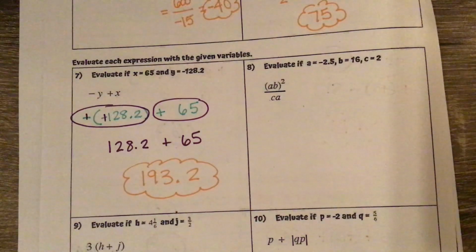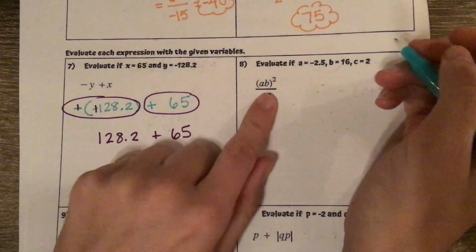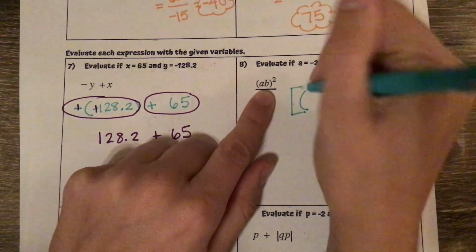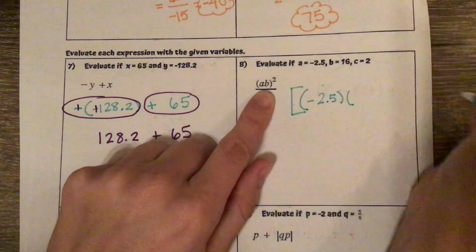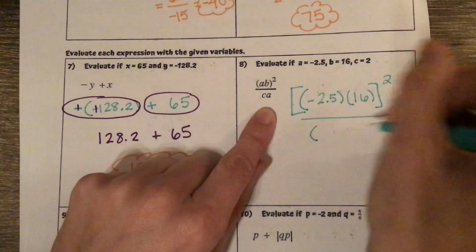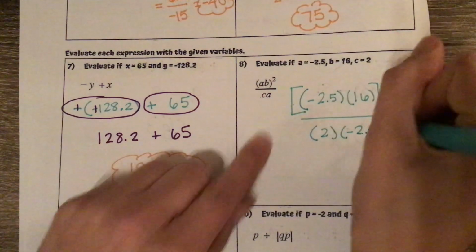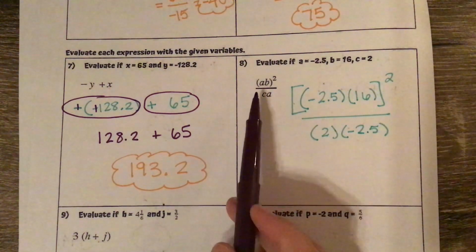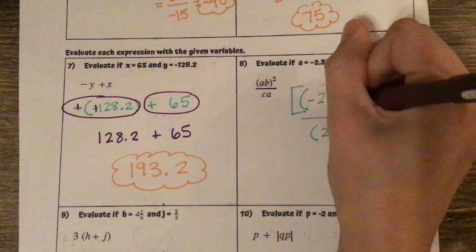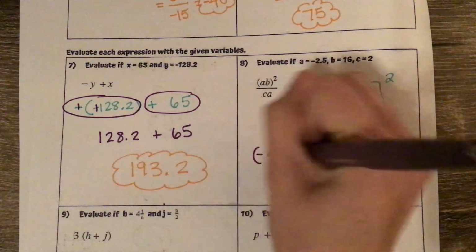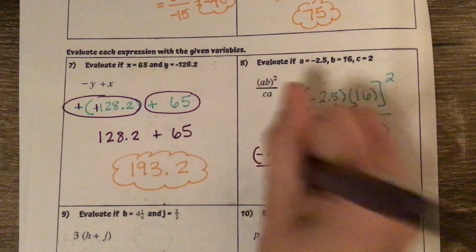Number 8, sorry about that. Plugging in. This time we have the multiplication in the parentheses. So we have A, I'm going to group this, our A value of negative 2.5 times our B value of 16 in the parentheses, and then that is squared, over our C value of 2 times our A value of negative 2.5. What you have to be careful with here is, though exponents come before multiplication, we have to do these parentheses first. So the first thing I'm going to do is multiply these two. So we've got negative 2.5 times 16, which is negative 40. I'm bringing down the squared because we haven't used that yet.